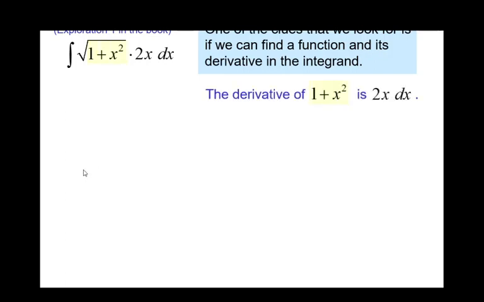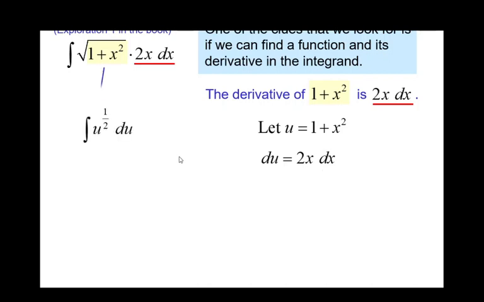So in this case, I'm going to pick u, okay, to be my 1 plus x squared, okay? Not to mention, I also see that 2x dx is the derivative of the inside function. So do you see that? So when I take the derivative of 1 plus x squared, I get 2x. So that's also what's letting me know that u has to be 1 plus x squared, which means du is 2x dx, okay?